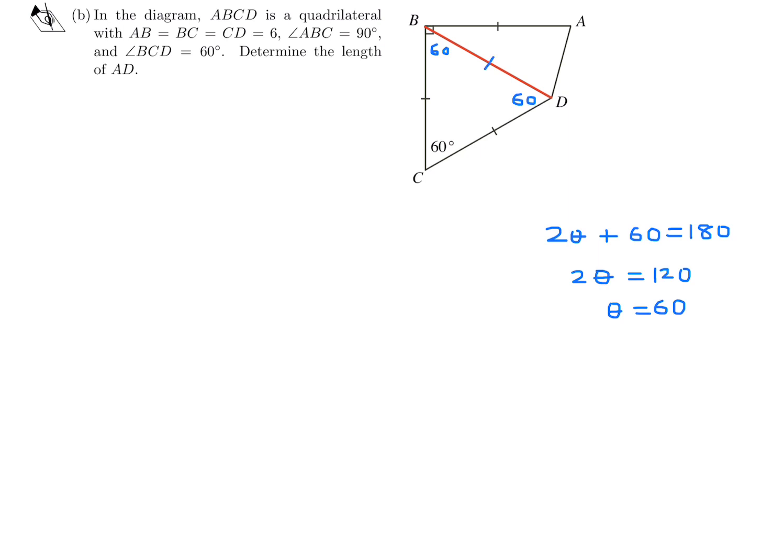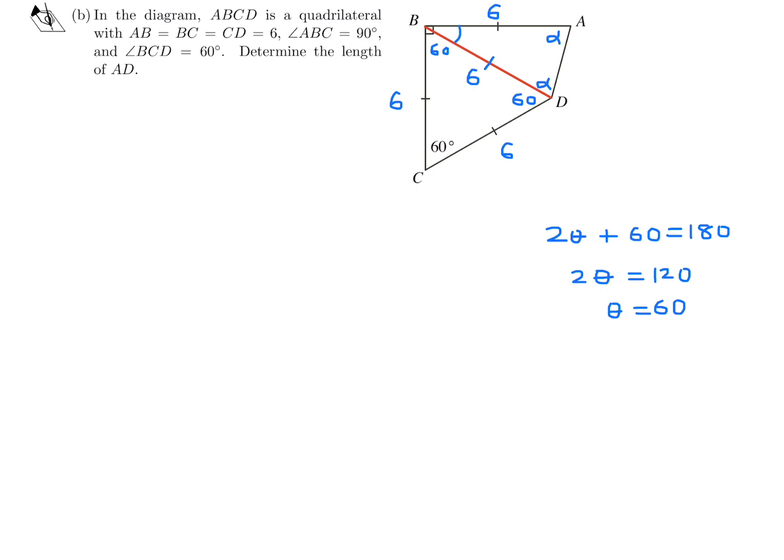So that means this is also the same. And they gave me some lengths, right? They told me that BC is 6 and CD is 6. So that means BD is also 6. Now, they also told me that AB is 6. So that means this triangle is isosceles. So that means that this angle, if I call it alpha, is the same as that, alpha.